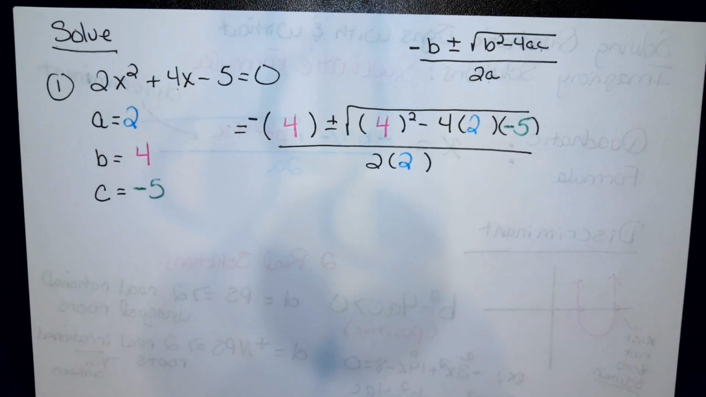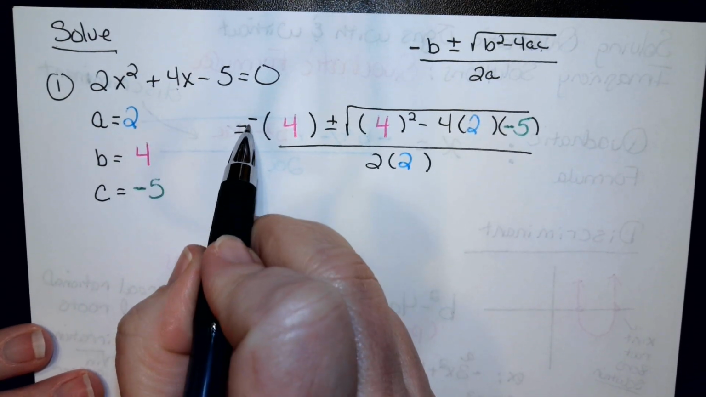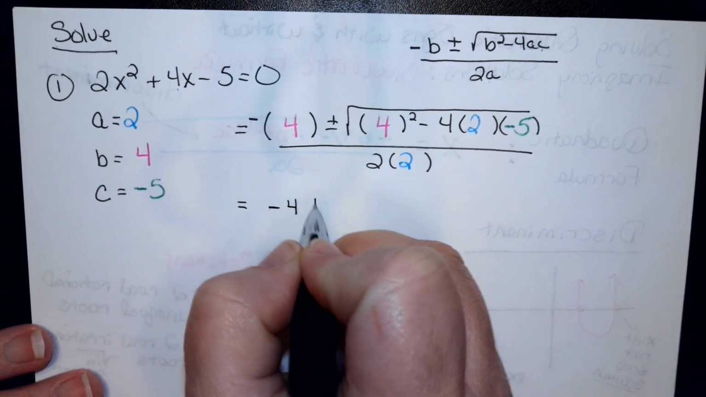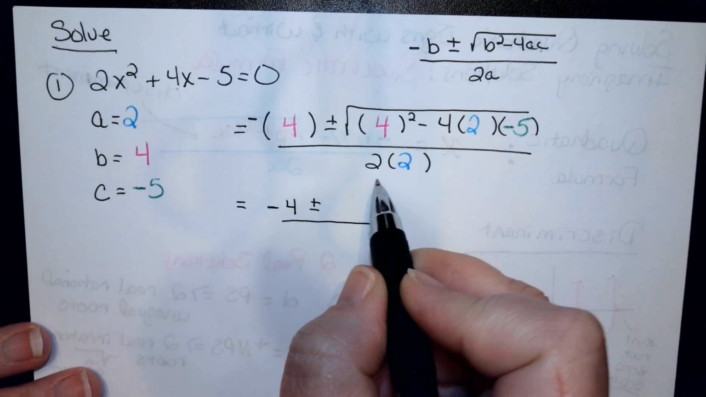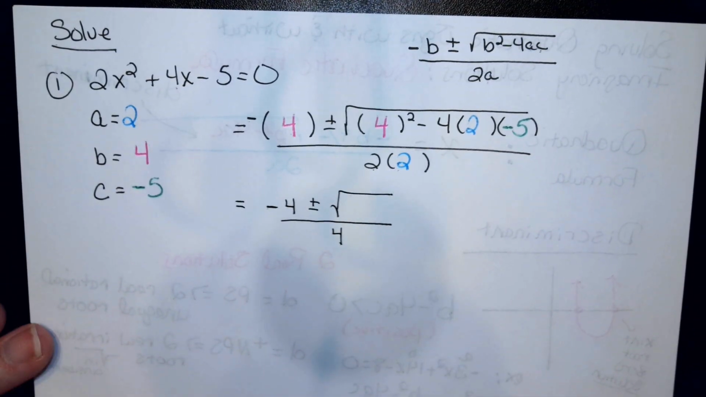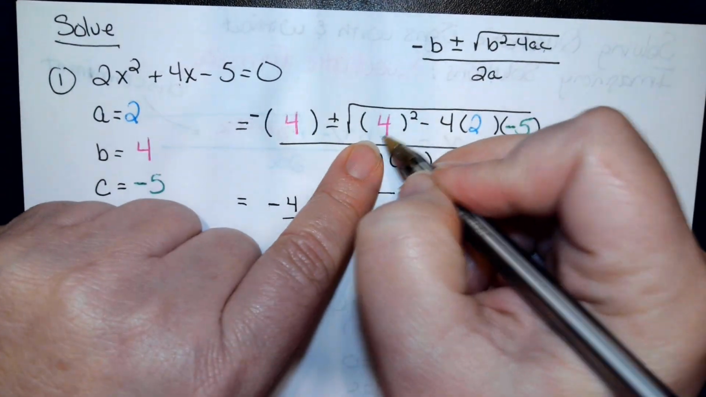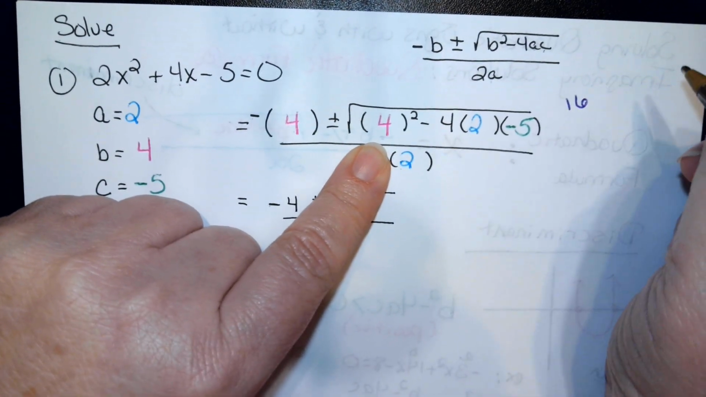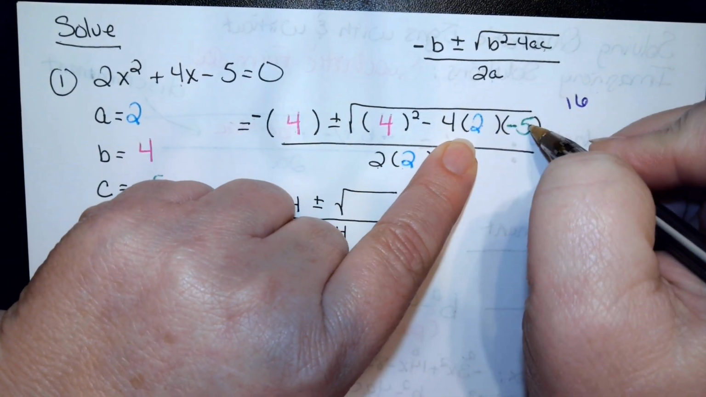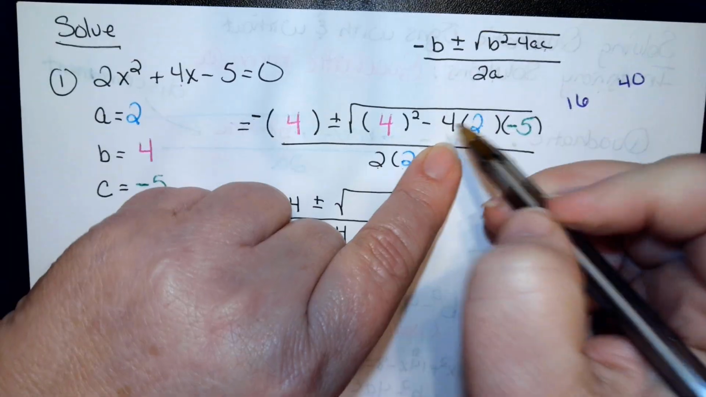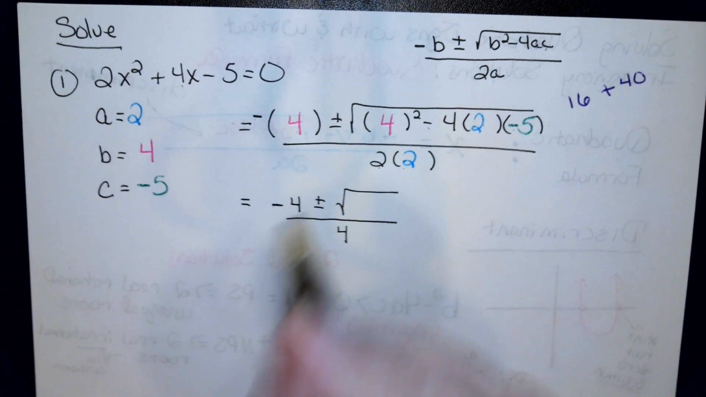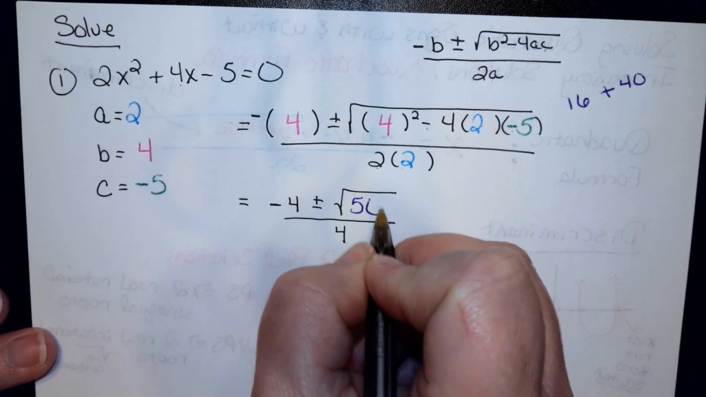Now let's simplify. That negative on the outside says take the opposite. So the opposite of positive 4 is a negative 4. I'm going to go ahead and do the bottom here. 2 times 2 is 4. So now let's do the discriminant. 4 squared is 16. 4 times 2 is 8. 8 times 5 is 40. And then negative times negative gives us a positive. So what we end up with is 56.